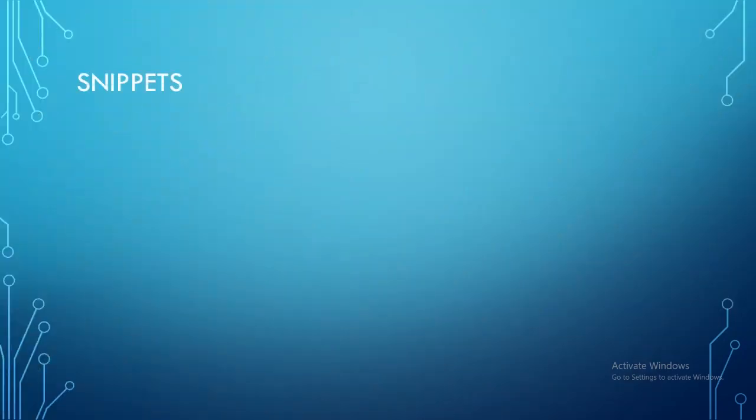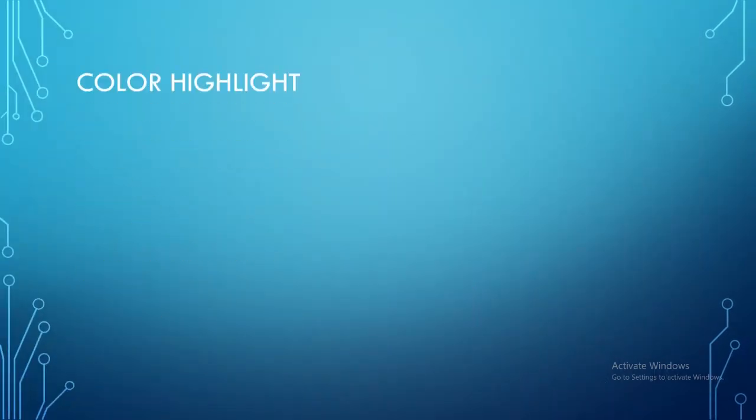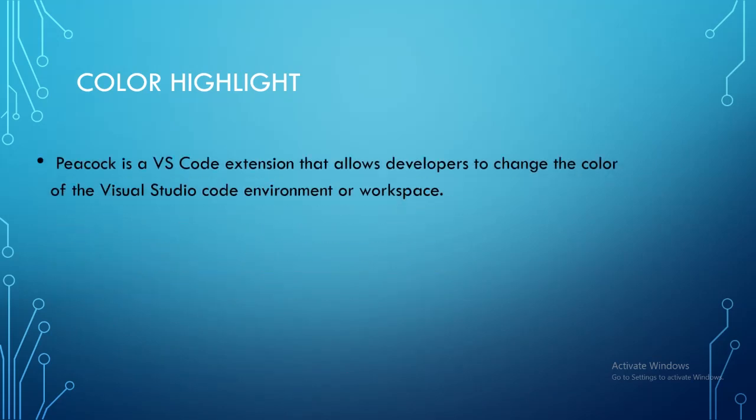The next feature was snippets. VS Code has a feature called snippets, where developers can assign a shortcut to a block of code that they write often. So it's easy for developers like you. Now let's go to the next slide. So the next one is color highlight. Peacock is a VS Code extension that allows developers to change the color of the Visual Studio Code environment or workspace. Like I said, we use an extension called Peacock. I will show you practically how to do those things.